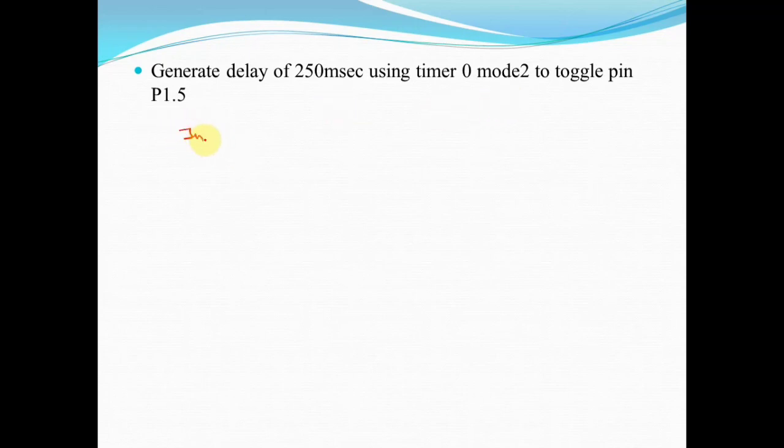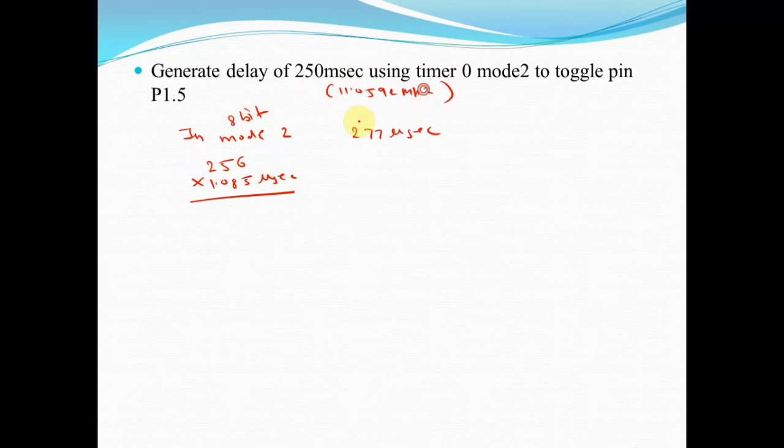In mode 2 of a timer, the maximum delay that you can generate is only 277 microseconds, because mode 2 is an 8-bit mode, so the maximum value is 256. When you multiply this 256 by 1.085 microseconds, because the crystal frequency that we are using is 11.0592 megahertz, you will get 277 microseconds.